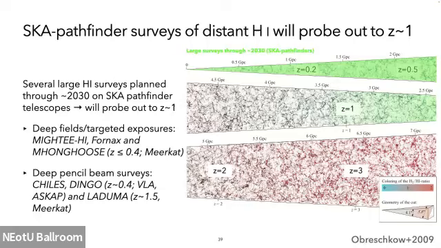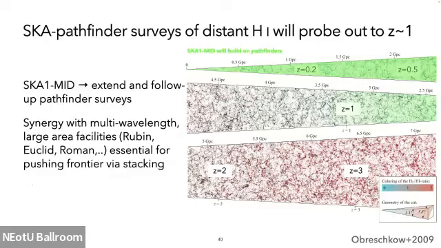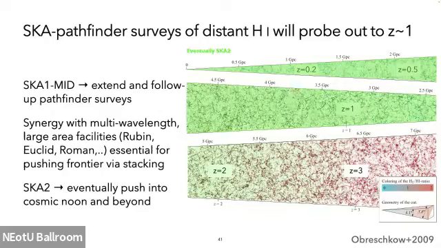One thing that I think is very important is the synergy with multi-wavelength, large area spectroscopic surveys that are coming online to really push this also through stacking. And then finally, on the much longer timescale, I think the dream is eventually to push this out into much higher redshifts with a very much larger increase with the SKA2. And I think it's really something also to keep on the horizon.